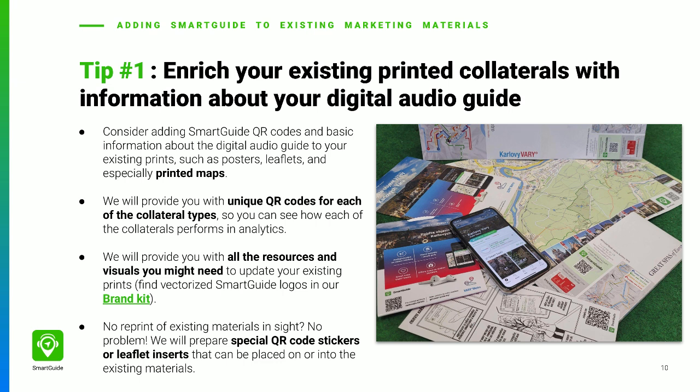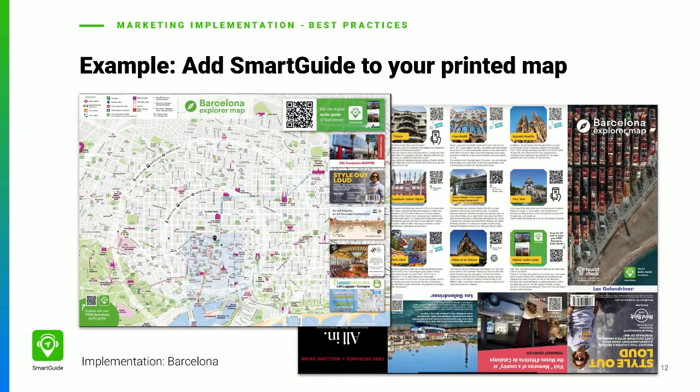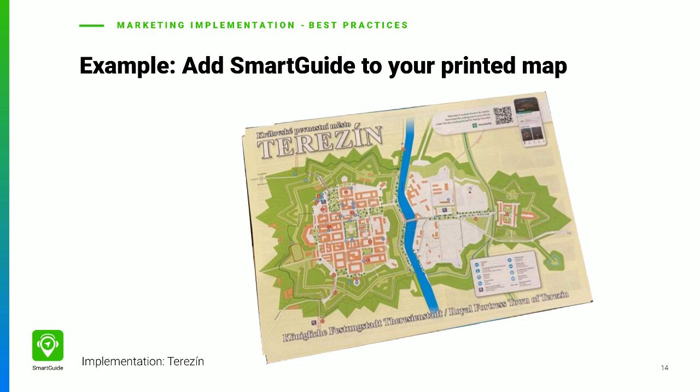How to do it? We will provide you with unique QR codes for each of the collateral types, so you can see how each of the collaterals performs in analytics. We will provide you with all the resources and visuals you might need to update your existing prints. No reprint of existing materials in sight? No problem. We will prepare special QR code stickers or leaflet inserts that can be placed on or into the existing materials. Visitors will have a much better experience exploring your attraction by not only getting a physical map, but also a digital audio guide with more detailed information.